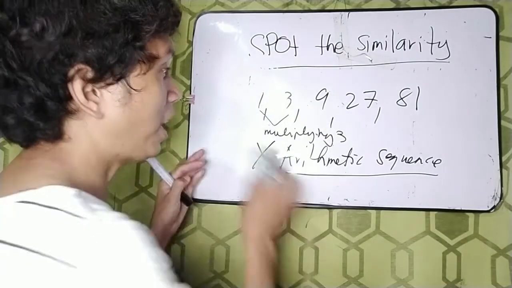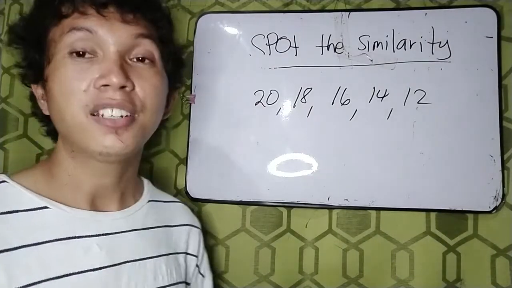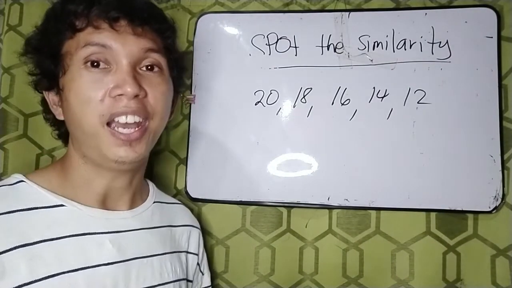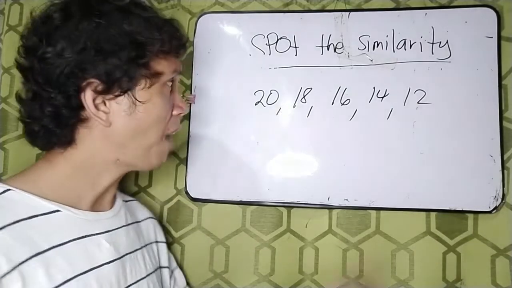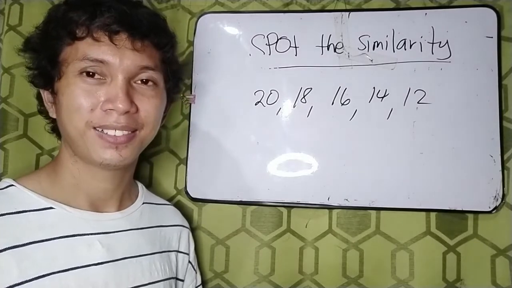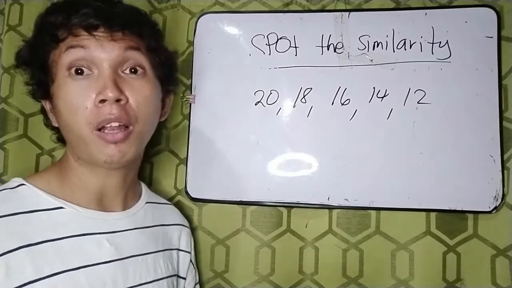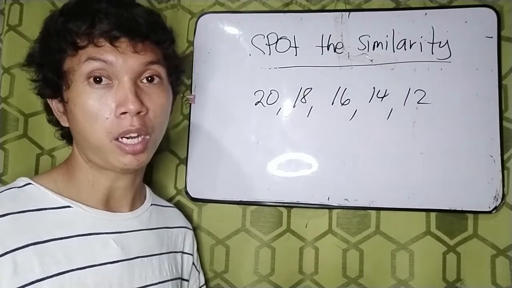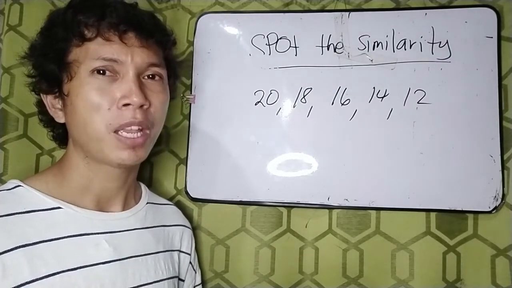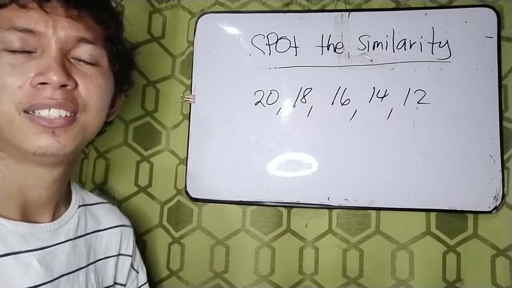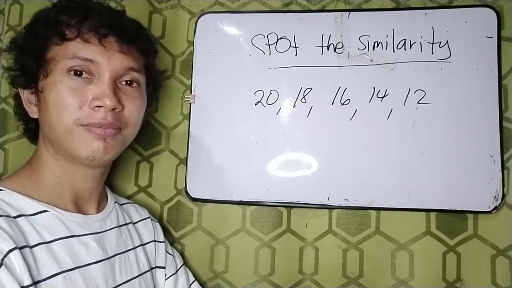Okay? So now let's have another example. 20, 18, 16, 14, and 12. Is it an arithmetic sequence? What have you observed about the numbers? It started with a bigger number and then becomes smaller and smaller and smaller. So the sequence is in decreasing order, right? But is this still an arithmetic sequence? What do you think is the rule?